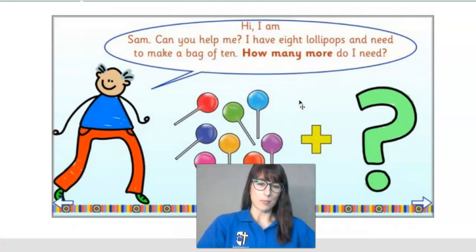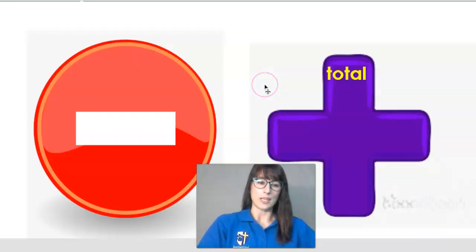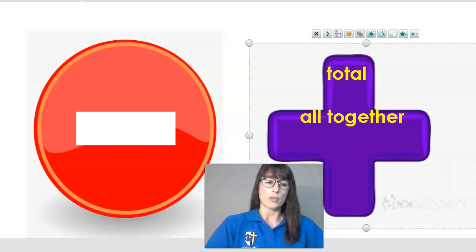To help Sam, we need to do addition. So let's see, he has only 8 lollipops. To get to 10, we'll be counting on: 8, 9, 10. So remember, for addition, we will sometimes have to find a missing number. Very good. So let's review what we just did. If we have to add, we are looking for total, we are looking for altogether, and we are also looking for how many we have in all.